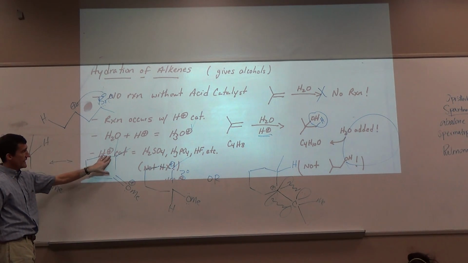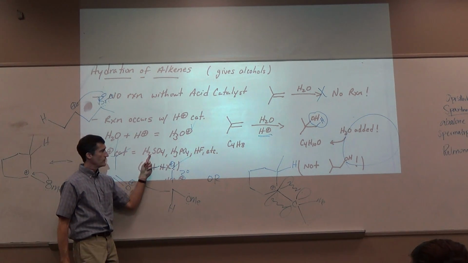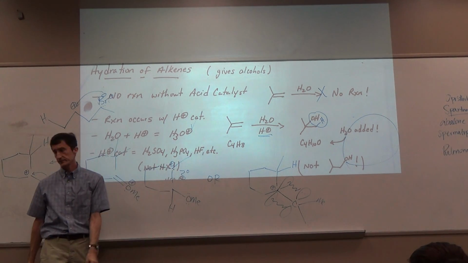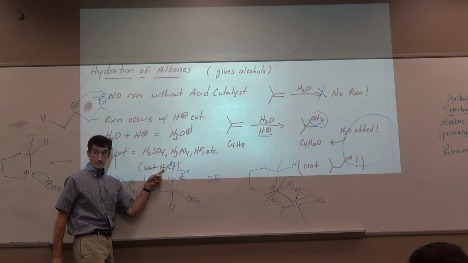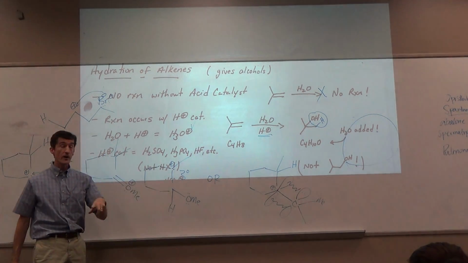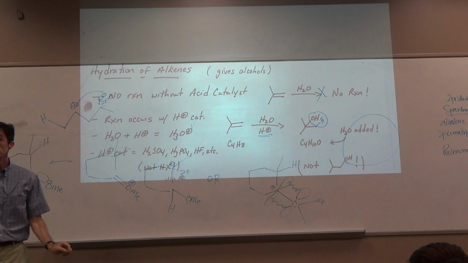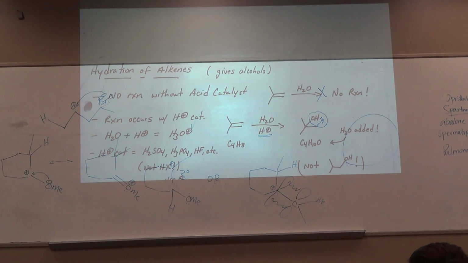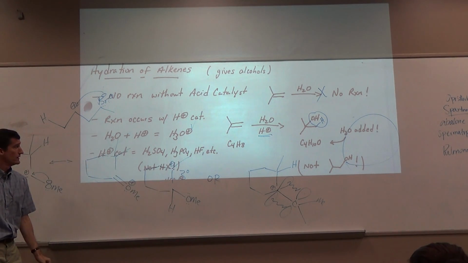It has to be a strong acid or a pretty strong acid. Example acids are going to be sulfuric, phosphoric, or HF. We will not use HBr or HCl, because if you use HBr, it doesn't do this. It does hydrohalogenation. So you don't want to use HBr as your acid. You'll get a hydrohalogenation product. HF won't give a hydrohalogenation product.